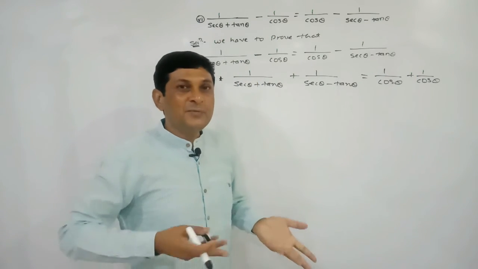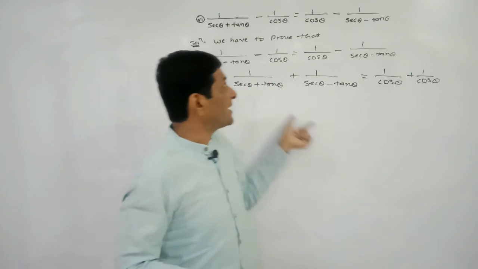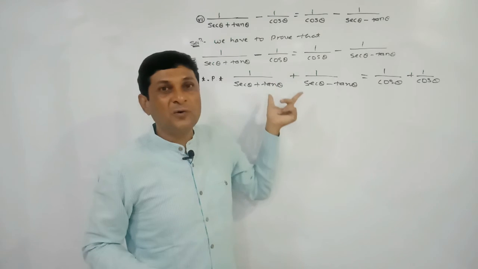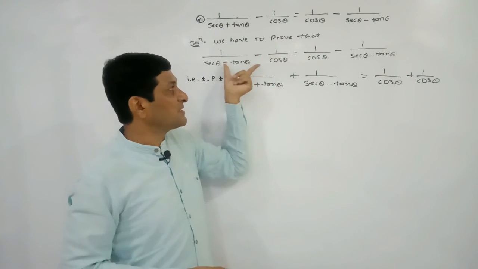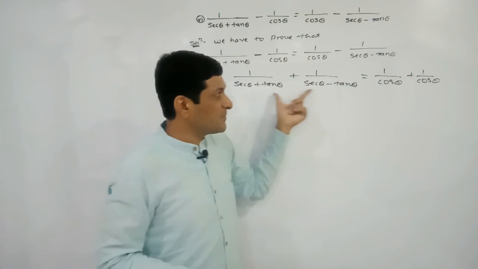We have to interchange the terms. This plus term will come here and become minus, and this plus term will come here and become minus, and we will get this result. Means to prove this one, we have to prove this one, and that's what we have written here. We have to prove this left hand side is equal to right hand side. That is to prove that this left hand side is equal to what?